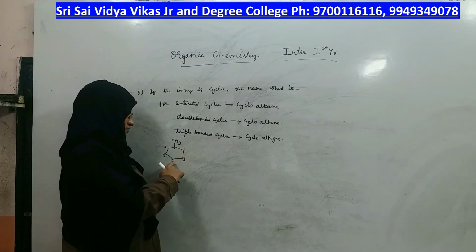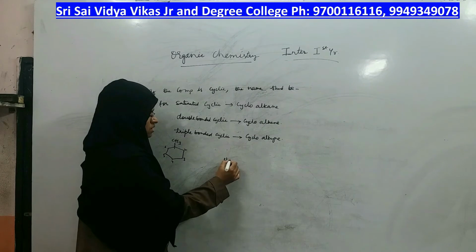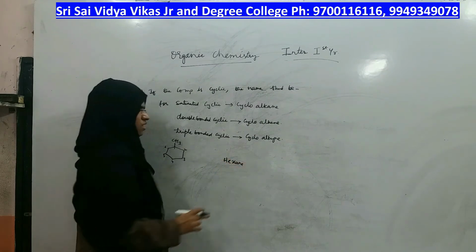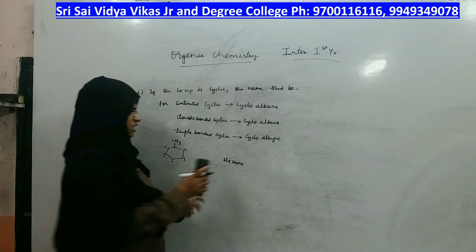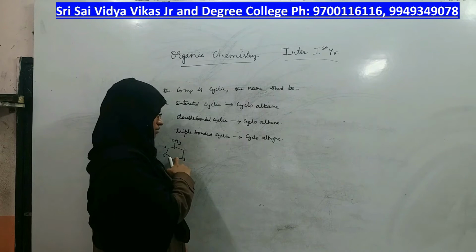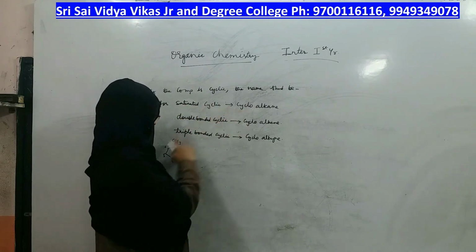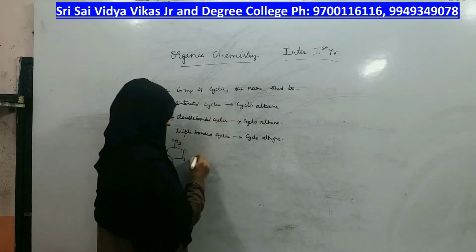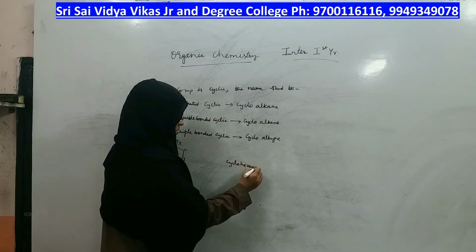1, 2, 3, 4, 5, 6. Right? So 6 carbon means it should be hexane if the chain was straight. As the chain is not straight here, you should use cyclo. Is there any double bond, triple bond? No, only single bond. Saturated cyclic. Instead of writing hexane, I should write cyclohexane as the root word.